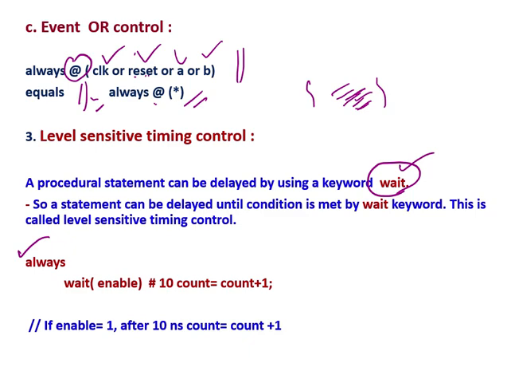So this is halting the process. It means if enable equal to 1, then this line will be evaluated. If enable equal to 0, definitely this line won't be executed. There is no flow of data, so this line won't be executed, and it will stop the flow of data. So this wait is used for level sensitive timing control, and this OR is event OR control. If enable equal to 1, then only after 10 nanoseconds count equals count plus 1. So this is all about timing control in Verilog.